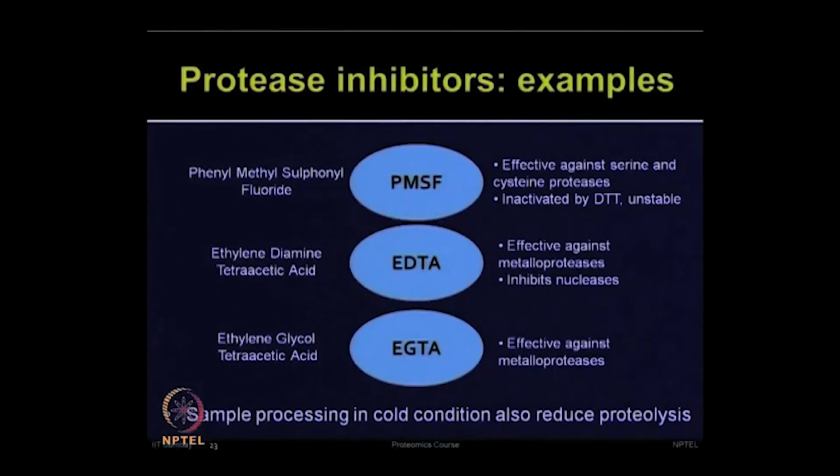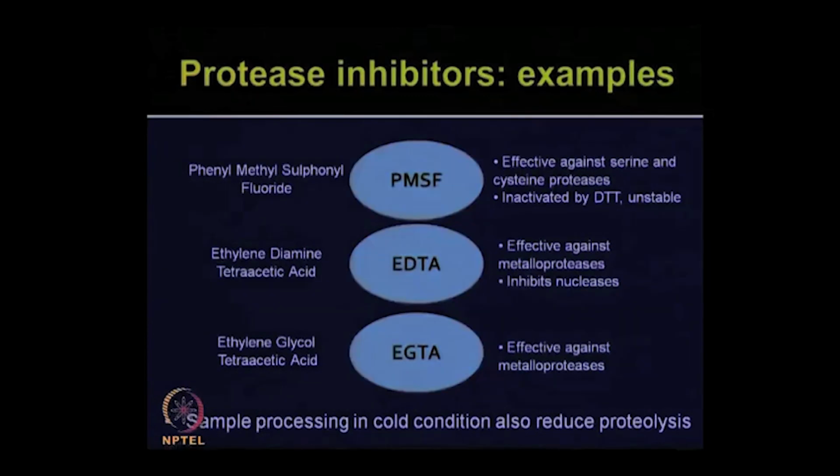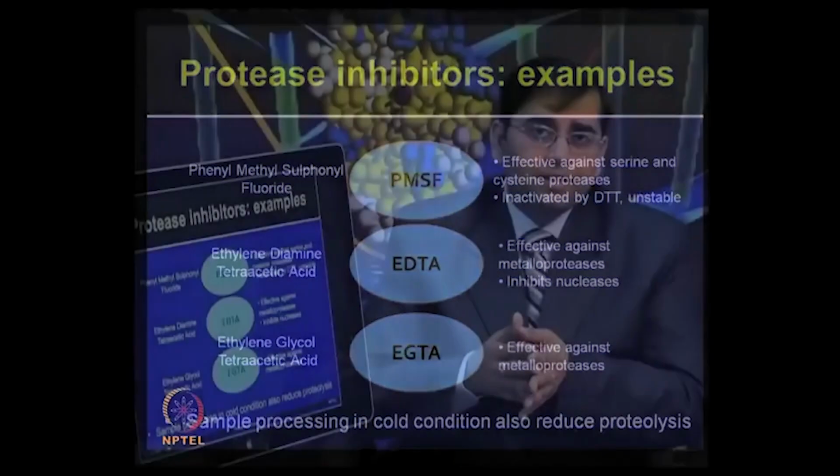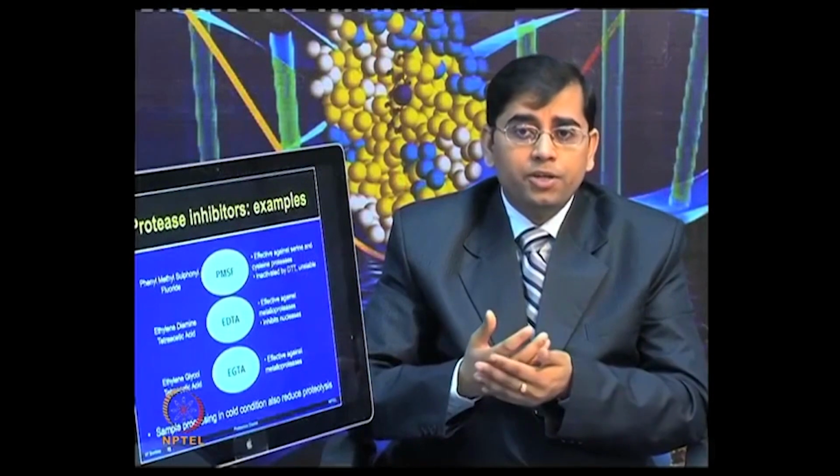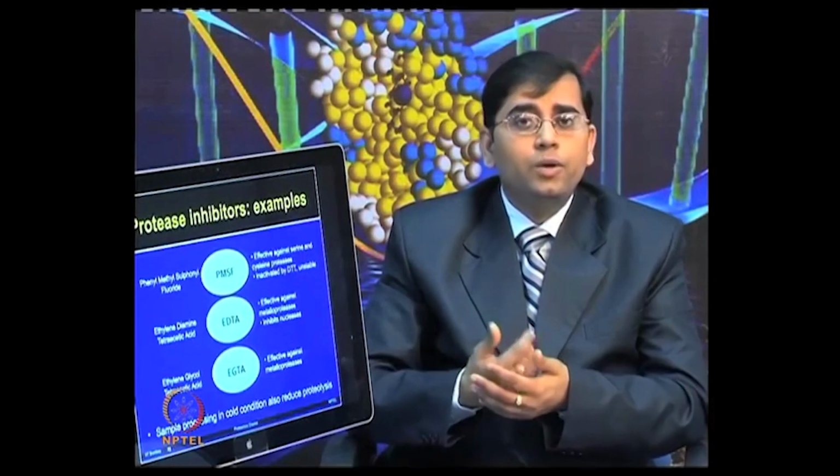EDTA, ethylene diamine tetraacetic acid, is effective specifically against metalloproteases. It inhibits nucleases as well. So, EDTA can serve both purposes of protecting from proteolysis and also partial inhibition of nuclease activity.